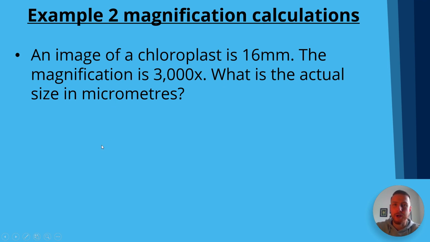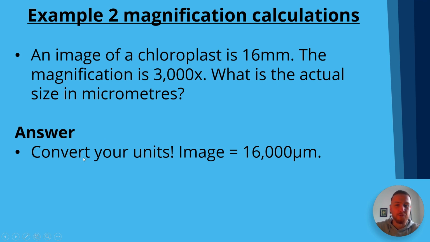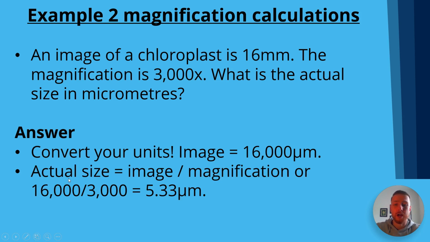So let's have a look at how we work it out then. So convert your units. So the image will be 16,000 micrometers and the actual size will equal the image divided by the magnification, remembering to cover up on the triangle. So that'll be 16,000, which is the image of the chloroplast, divided by 3,000, which is the magnification, and that will give us 5.33 micrometers.